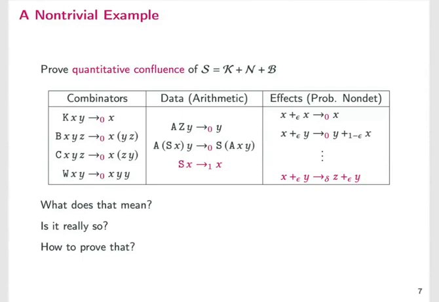And of course, to do so, we first of all have to understand what our goal is. In particular, what does it mean for systems like this one to be quantitatively confluent? And once we have understood this notion, we first of all convince ourselves that this is indeed the case. And once we are reasonably convinced, we should find ways to prove that. Okay, so let us begin with quantitative confluence.